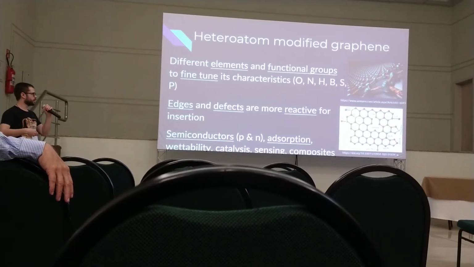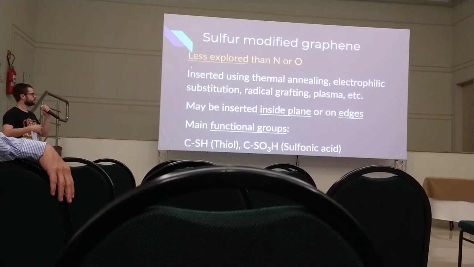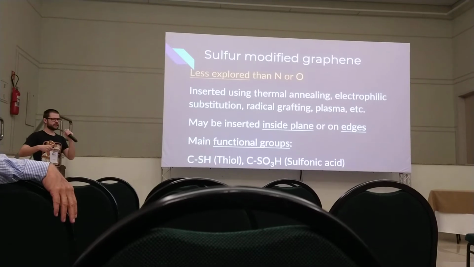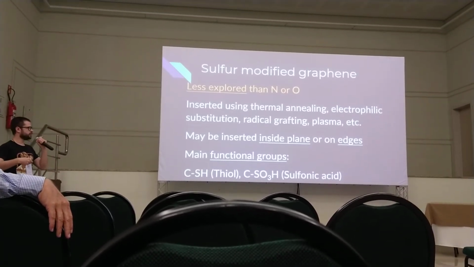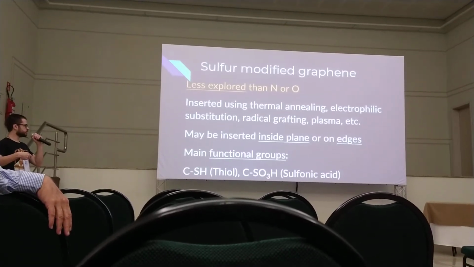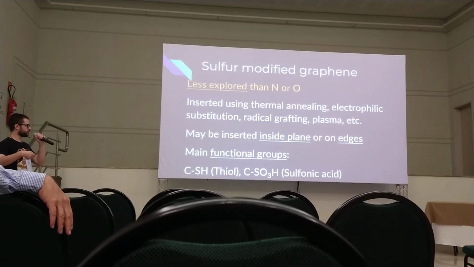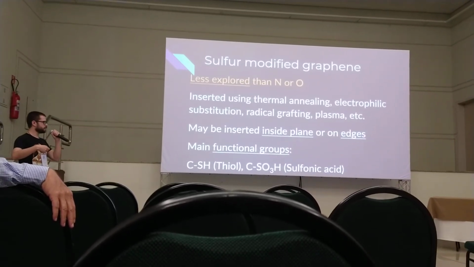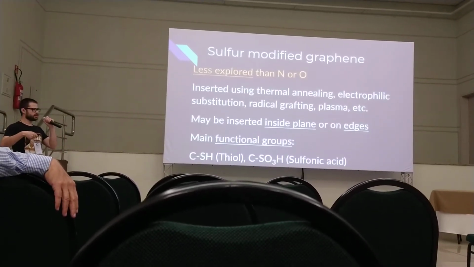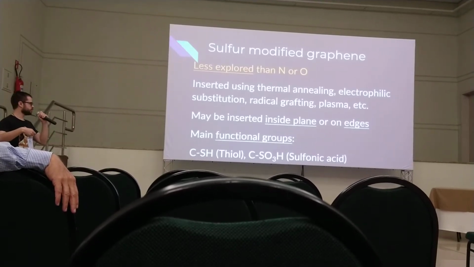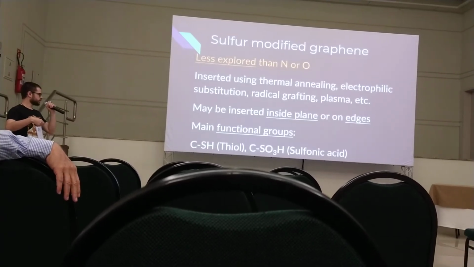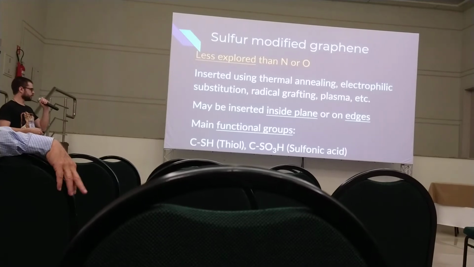composites. And one of the elements you can insert is sulfur, which is interesting because it is less explored than, for example, nitrogen or oxygen. And it has been inserted using thermal annealing, in which you heat graphene with a source of sulfur. You can attack its edges with electrophilic substitution. You can generate radicals with many metals, which will also attack the edges. You can use plasma. There's simultaneous reduction and insertion, and the main functional groups of sulfur are thiol and sulfonic acid.